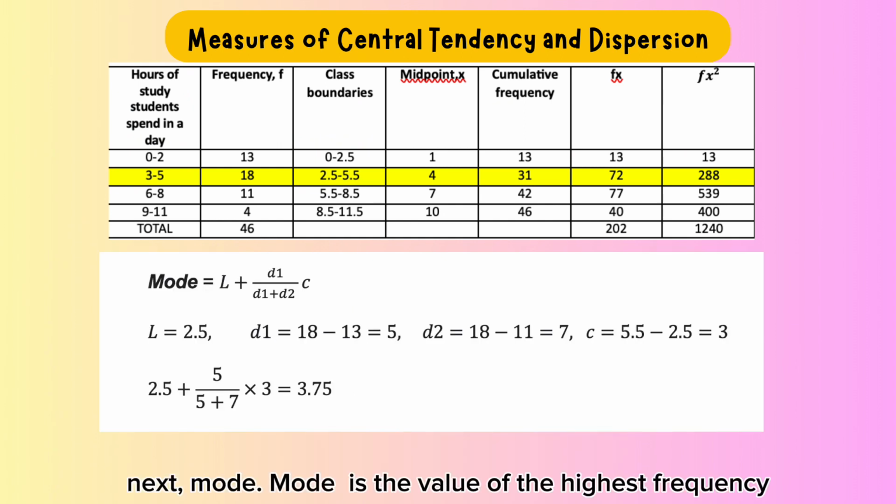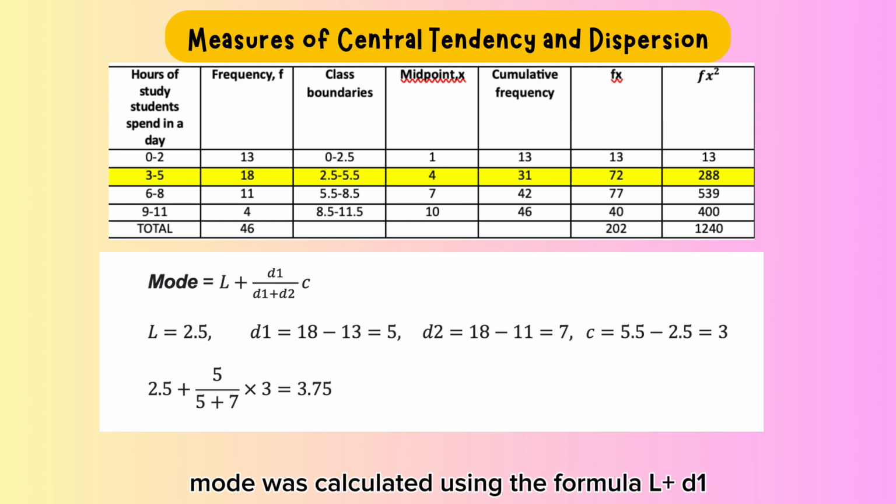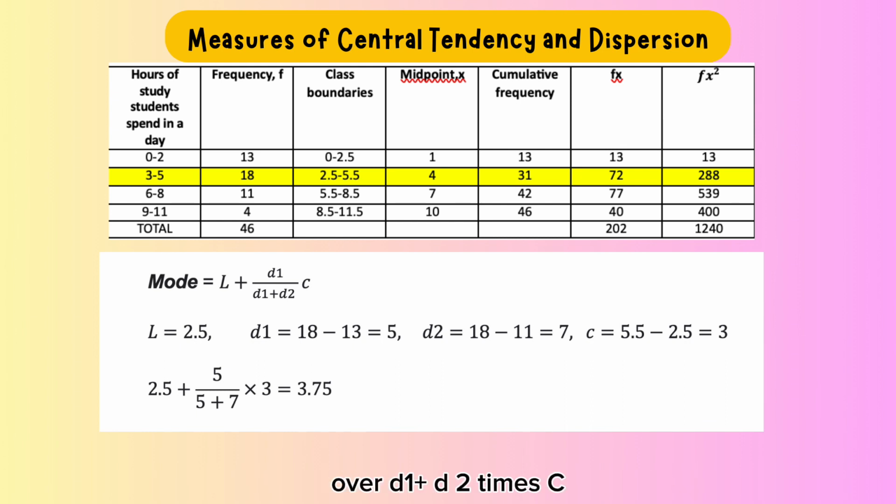Next, mode. Mode is the value of the highest frequency. Mode was calculated using the formula L plus D1 over D1 plus D2 times C. L is the lower boundary of the modal class, D1 is the frequency difference between modal class and class before it, and D2 is the frequency difference between modal class and class after it, while C is the class width of modal class. Therefore, our mode value is 3.75.